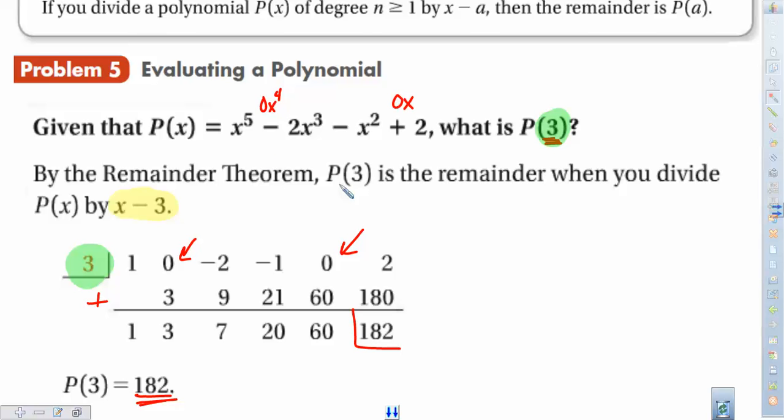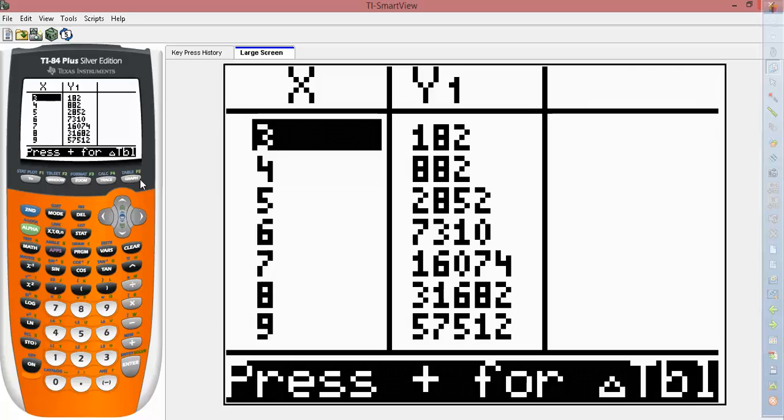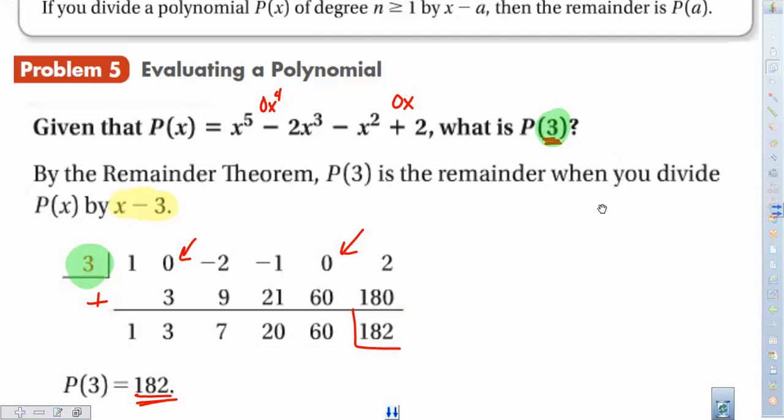Now, I know what you're saying. I know what you're thinking. Why couldn't we just do this, Mr. Cook? Boom. 3, 182. So P of 3 is 182. Why couldn't we just do that, Mr. Cook? Is that your question? My answer is, why not? Great way to check your work, wouldn't it?